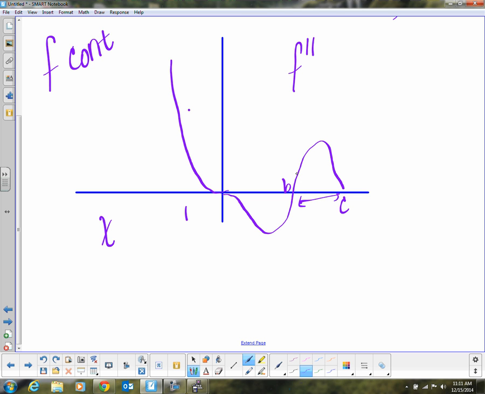In order to know if there's a max or a min, you have to know if there's a critical number, and there's no way the second derivative tells us if there's a critical number. We can tell if there's a max or min on the first derivative from the second. So I say 2 can't be determined.